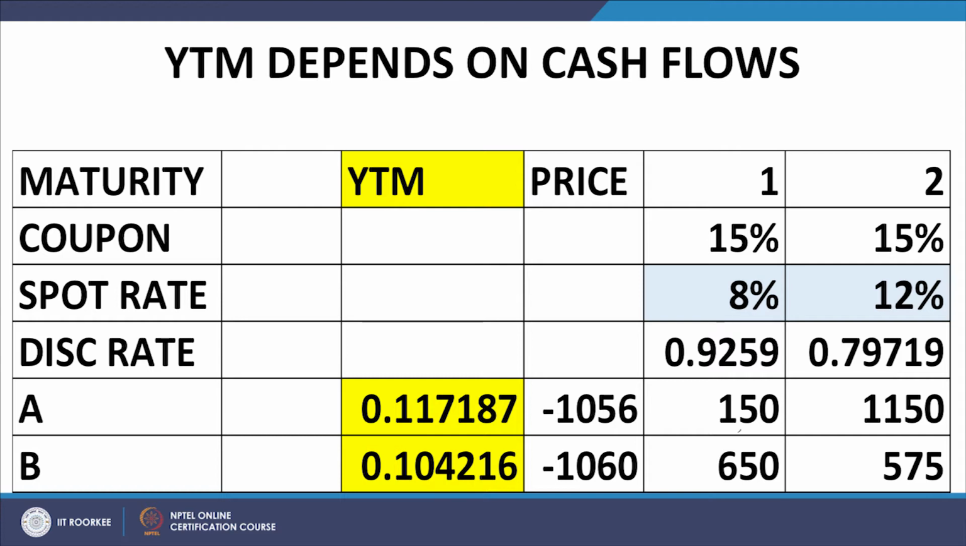And interestingly, higher is the cash flow in the second year, higher is the tilt of the YTM towards the second year spot rate, and higher is the cash flow for the first year, which is bond B, higher is the tilt of the YTM towards the first year spot rate, which is 8%, which is again seen from the YTM figures.